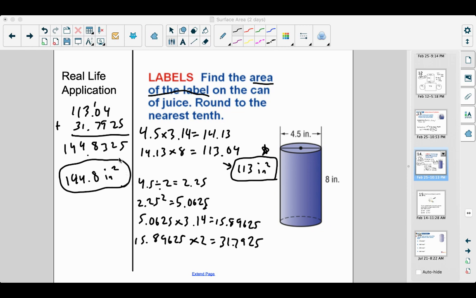So if you got this, you did the math right. We just got to make sure we're reading the directions carefully.